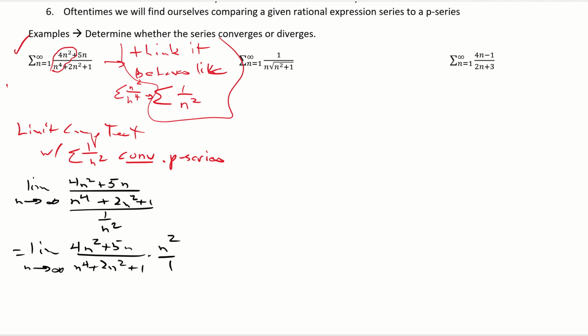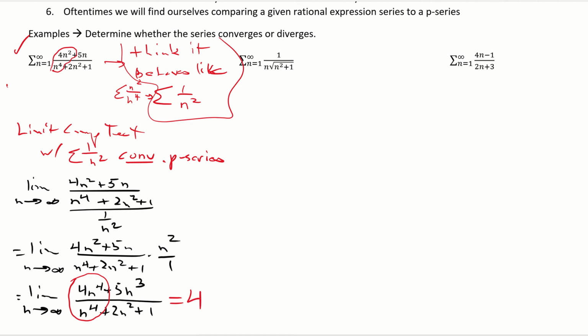So that becomes the limit. I'm going to multiply through by that n squared, so the denominator's not changing, n to the 4th plus 2n squared plus 1, but upstairs you get 4n to the 4th plus 5n cubed. If you know how to take horizontal asymptotes, then you know the following. This is my shortcut I allow you to do: the limit as n goes to infinity is 4.